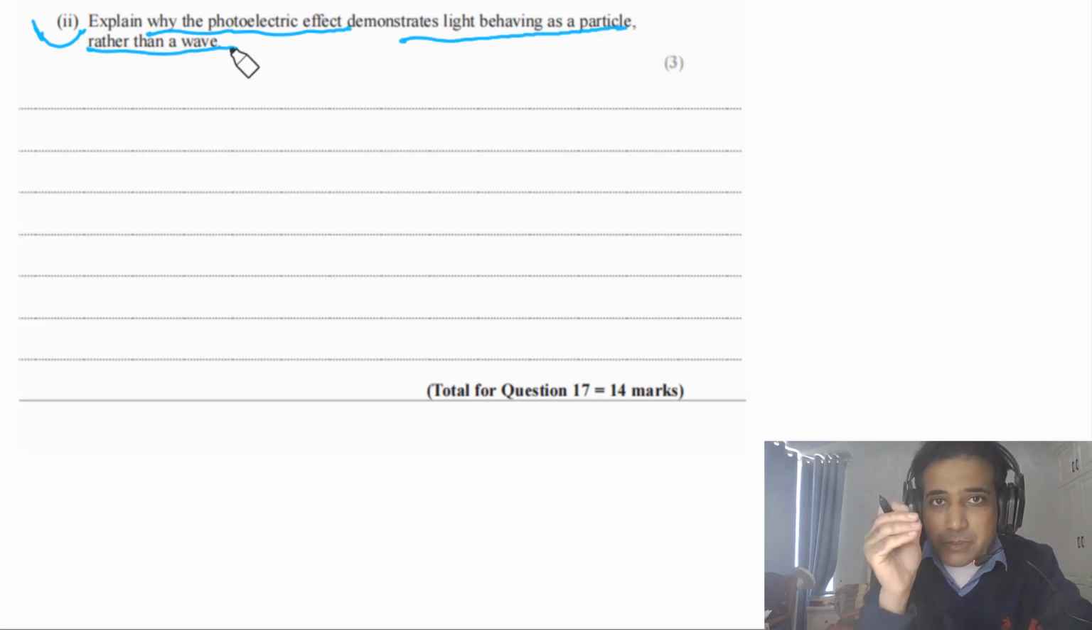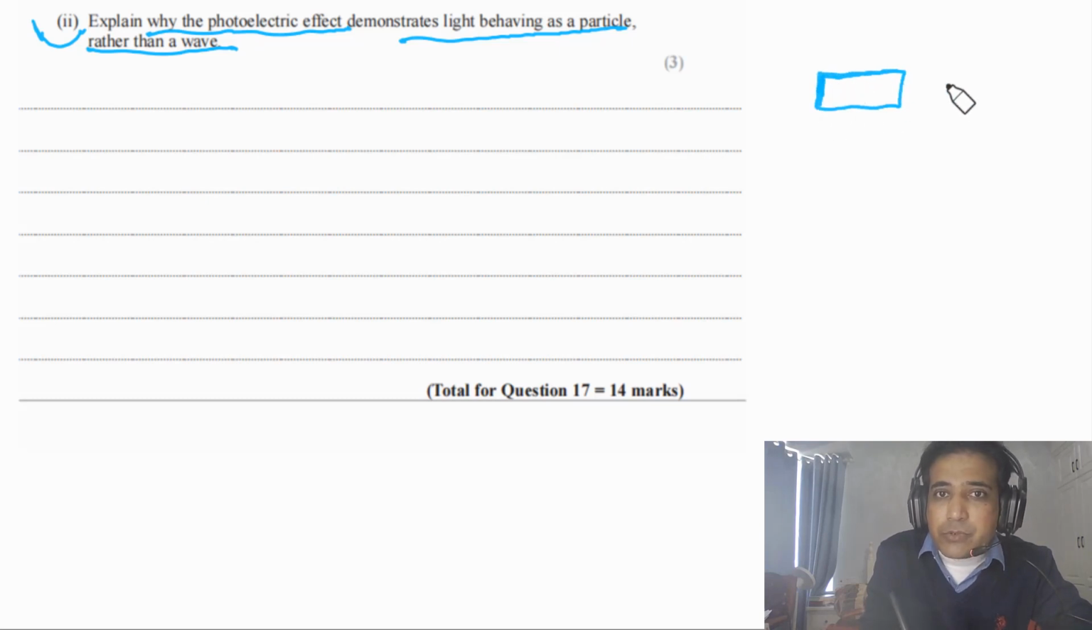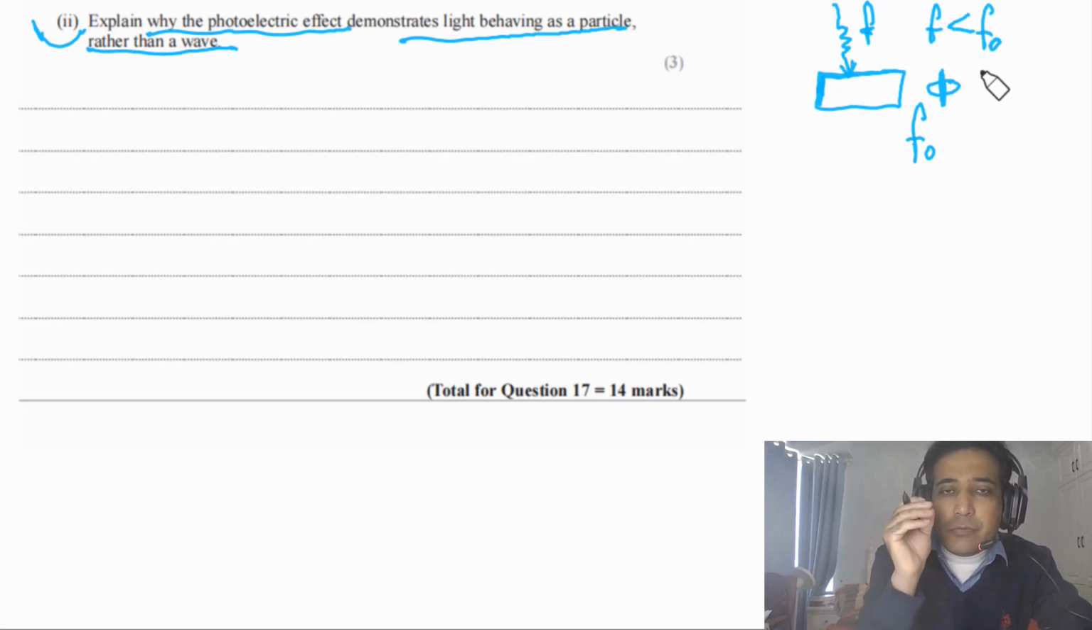wave. Very basic question, but also very nice question you need to understand about photoelectric effect. Let's try to understand this one step by step. First of all, imagine that we have a metal plate, and work function of this metal plate is phi, and threshold frequency is f0. Now if we shine light on this metal surface, let's say frequency of EM radiation is f, and if f is lower than f0, there will be no emission of photoelectrons.